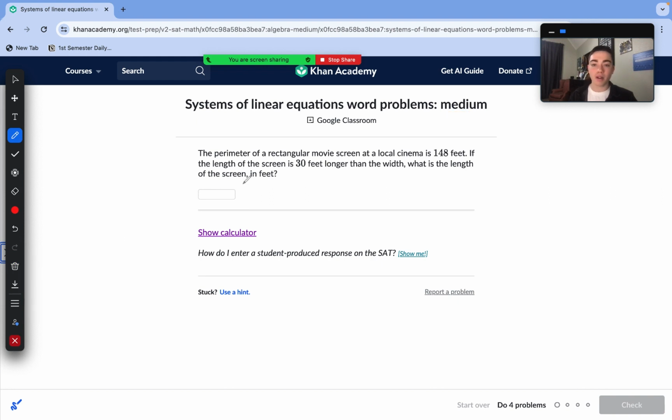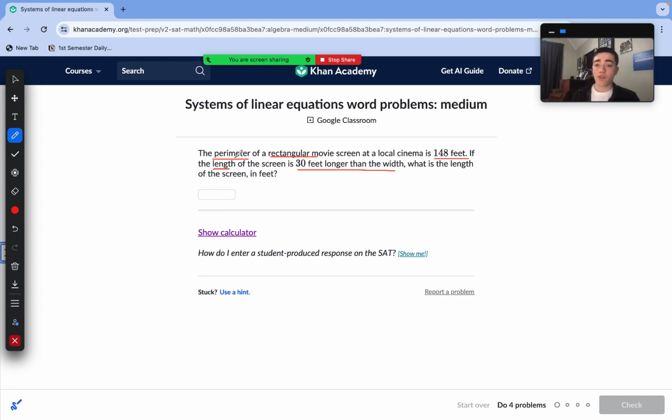So, the perimeter of a rectangular movie screen at a local cinema is 148 feet. If the length of the screen is 30 feet longer than the width, what is the length of the screen in feet? So, with this medium difficulty level, we're going to be expected to write out some systems of equations. So, let's do exactly that.